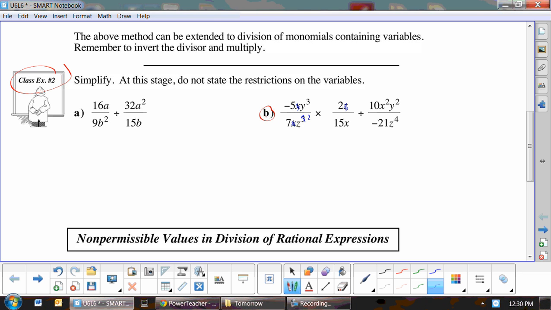And then, exactly, so we can make this a 1. And when we divide by 5, we make it a 3. Okay, so now we have negative y to the third over 7 z squared. Nope, because the x canceled out with the x on top. Okay? So we have it like this now.